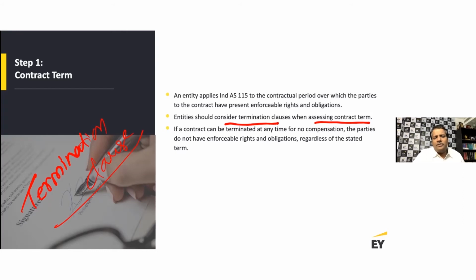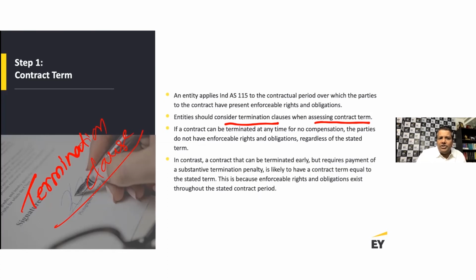So each entity should consider the termination clauses when assessing the contract term. If the contract can be terminated at any time for no compensation, the parties do not have enforceable rights and obligations, right? In contrast, if it can be terminated but requires payment, then in a way it becomes a longer period, right? This is another area where you need to apply judgment in determining whether a termination penalty is substantive or not.